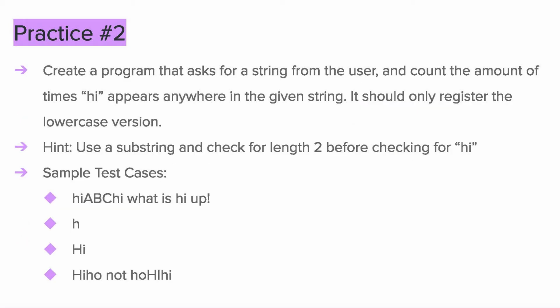Okay, so for the second problem, we have to make a program that asks for a string input from the user, and then counts the number of times the lowercase word "hi" appears anywhere in that string. We're already given the hints that we should use substrings and check to make sure the length of the string is at least 2. Try pausing here and writing your code for the problem.